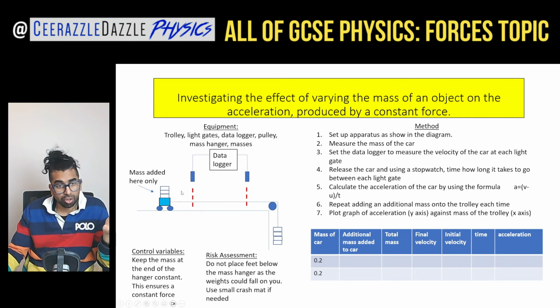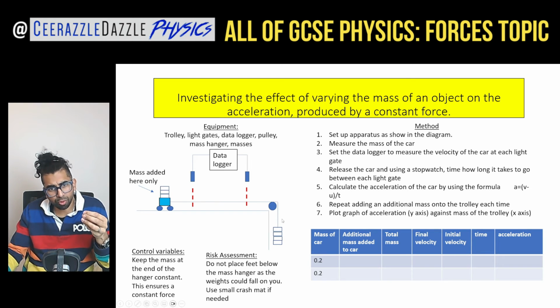So once again, you're going to add masses to the trolley over here and release it. Hopefully you will recognize that we're going to measure the initial velocity one more time, final velocity, time in between, and work out the acceleration. And the more and more mass you add on here, obviously if this force remains the same, therefore the acceleration would decrease. So the greater the mass on the trolley over here, the lower the acceleration should be.